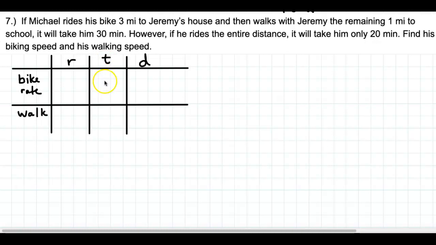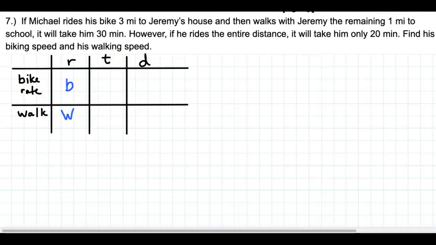So we don't really know how much time is allocated to each part. We also don't know the rate for the bike and the walk. But we do know, well, let's see. We'll say let B be the bike rate. So we'll put B here. And let W be the walking rate.